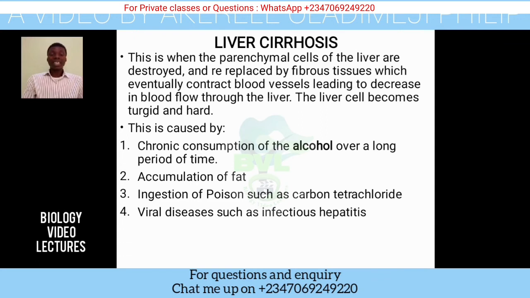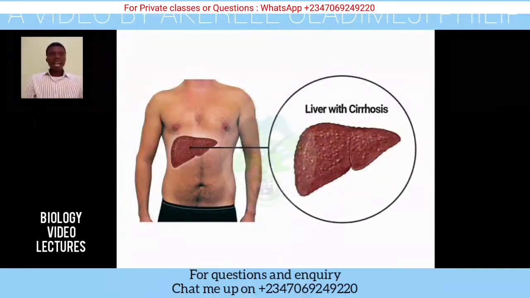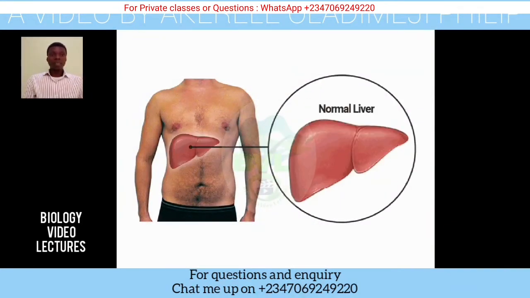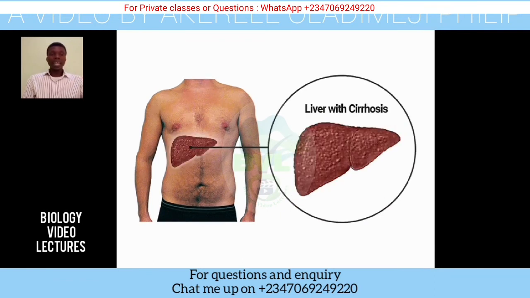Then, as time goes on, the liver cells begin to die, and this is caused by chronic consumption of alcohol over a long period of time. Accumulation of fats can also squeeze the liver cells, and when you squeeze the liver cells, blood flow reduces and the liver cells end up dying. Then we have injection of poisons such as carbon tetrachloride, and viral diseases such as infectious hepatitis. Those are the causes of liver cirrhosis. This is how the liver will look. You see the normal liver, then see what the liver becomes after it has been destroyed by these various factors.